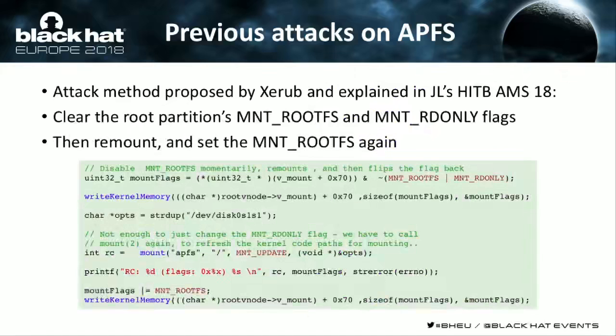So in order to bypass this sandbox check, we can clear the root partition's flags, especially the root FS and the read-only flags, and then perform the remount with the mount system call. After that, we can set the root file system flag again in the mount flag field for this root partition. And this method is said to be proposed by xerub and has been explained in detail in Jonathan's KitB talk.